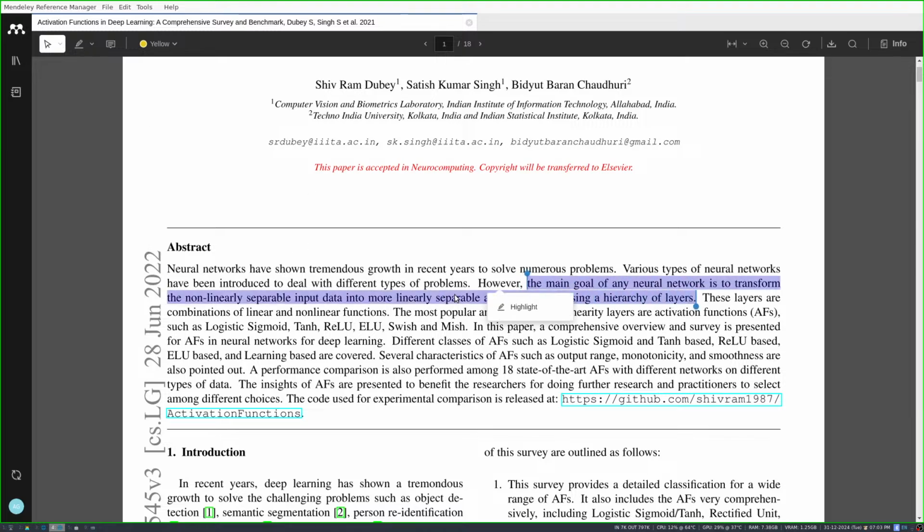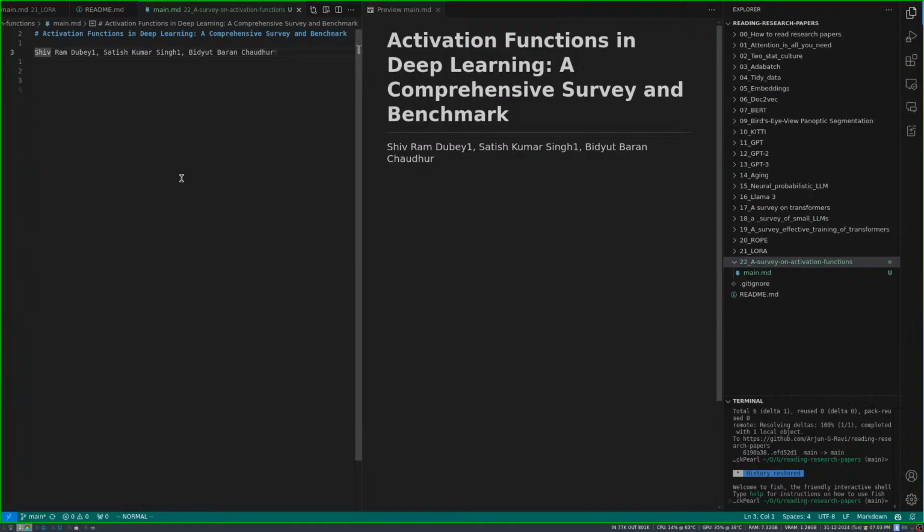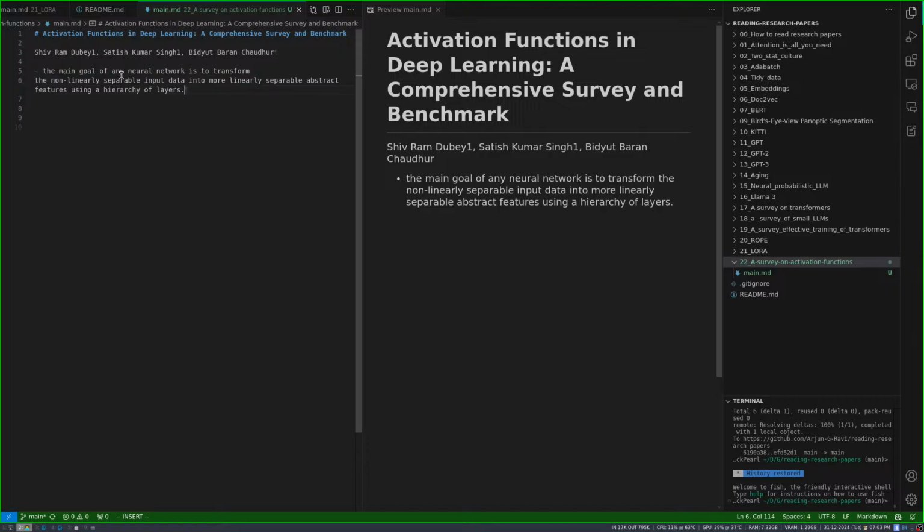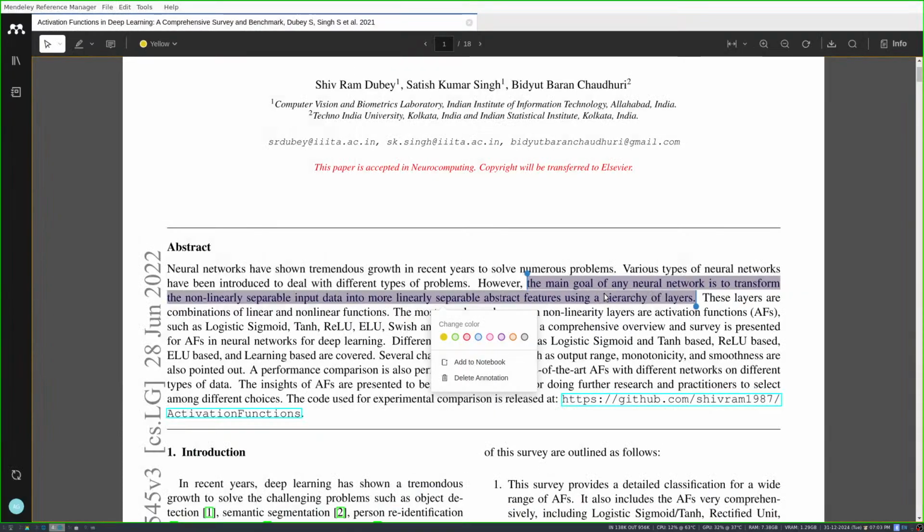That's a kind of cool sentence, isn't it? The main goal of any neural network is to transform the non-linearly separable data into more linearly separable abstract features using a hierarchy of layers. I like the sentence. I'm taking it. I have to copy it, right?